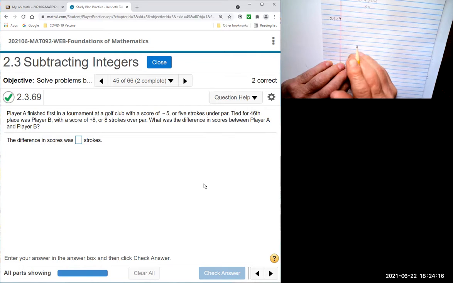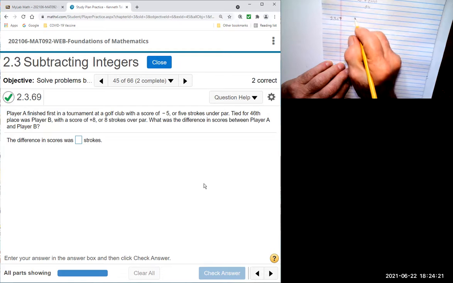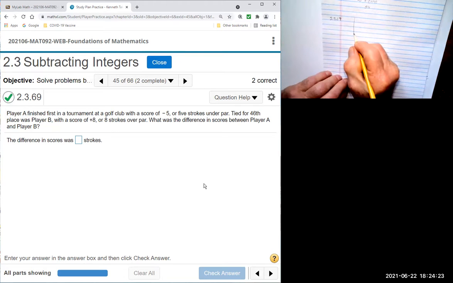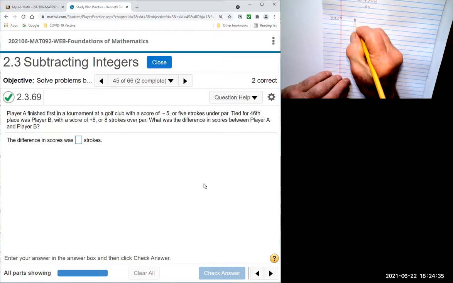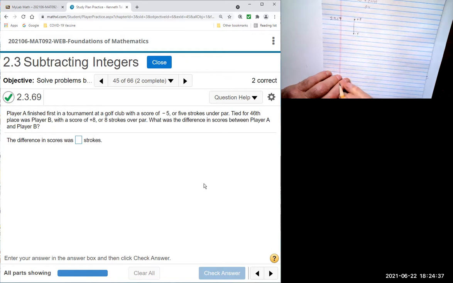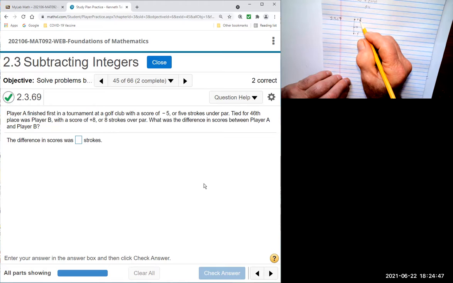Player A finished first in a tournament at a golf club with a score of -5. Let's do this vertically. So score is -5, 5 strokes under par. Tied for 46th place was player B with a score of +8. Well, under par, you're 5 below 0. And then 8 plus 8 means you're 8 above 0.